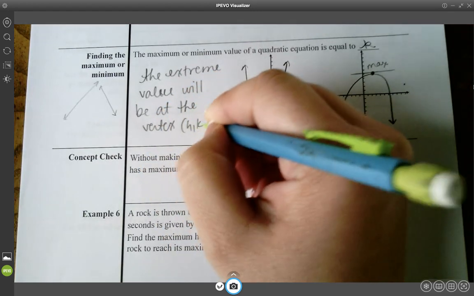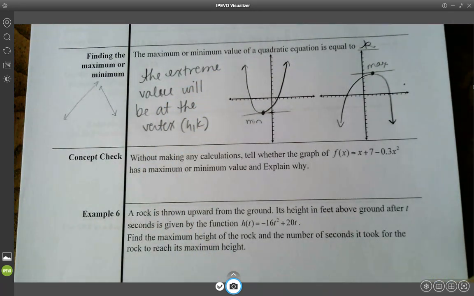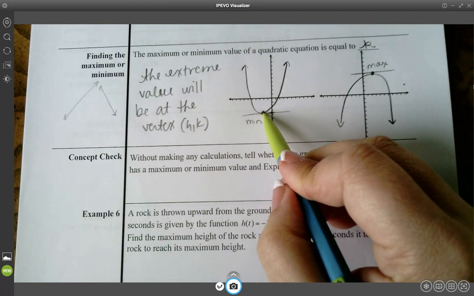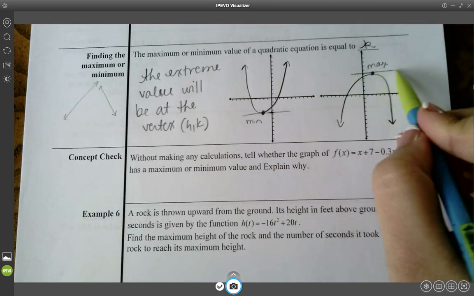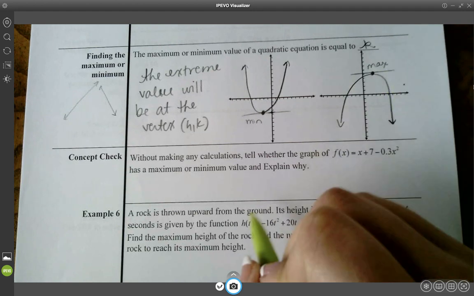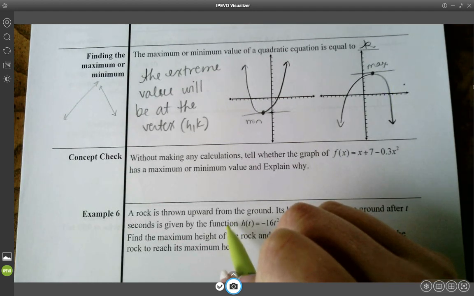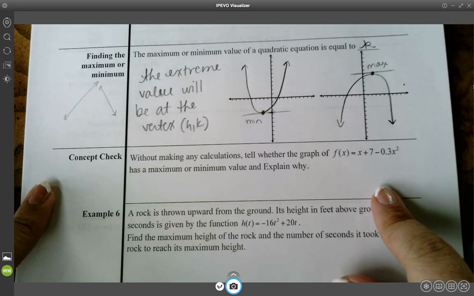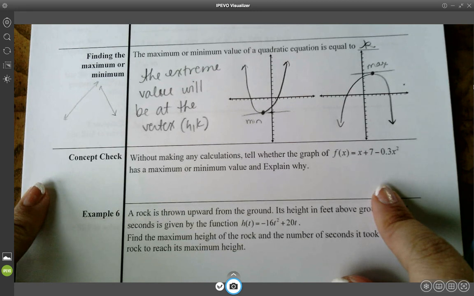h comma k. But the extrema, so the value of that point, if I'm talking about the maximum or the minimum, the most or the least, will be the k value, the y value of the vertex. Okay, so I'd like you to think about this concept check. Without making any calculations, tell whether f of x will have a maximum or a minimum value and explain why. And I'll have you type that in on Edpuzzle. And then we'll do the last example together.